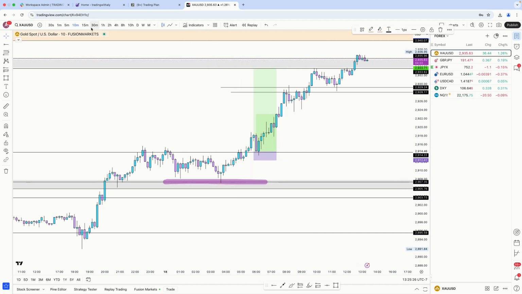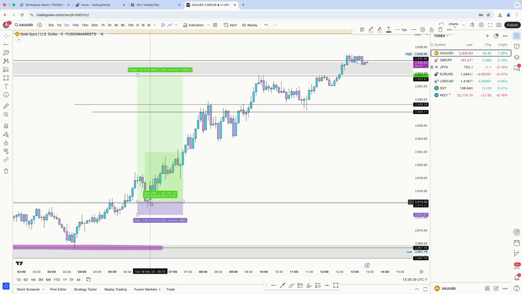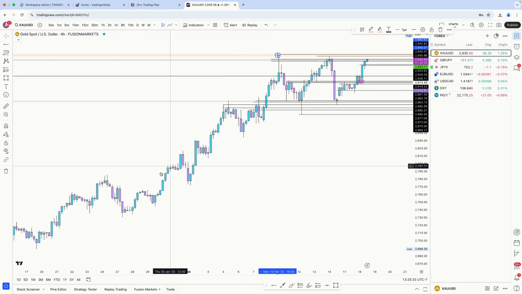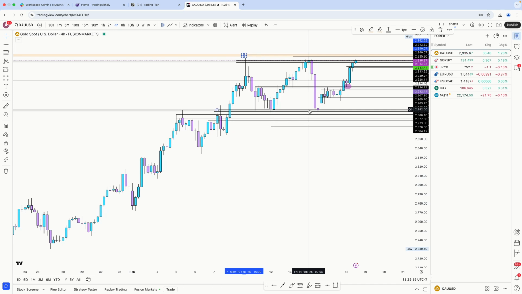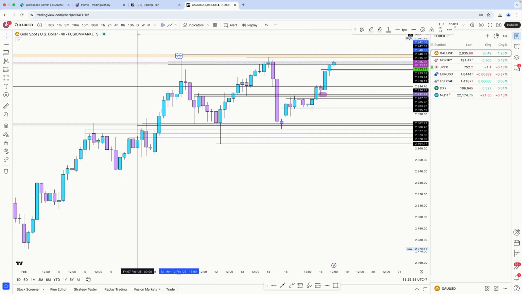So the point is that the lower you go, the more price action you see on the price you want to enter on. And the higher you go, you see the overall picture of where it's trending. So yeah, I hope this helped.